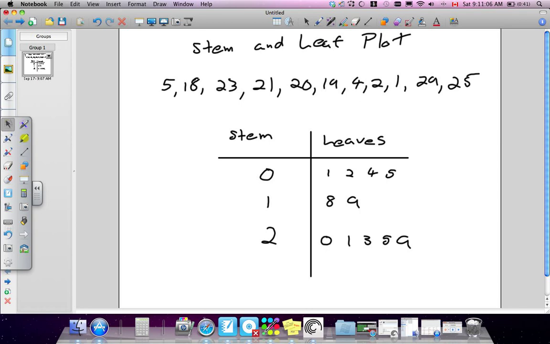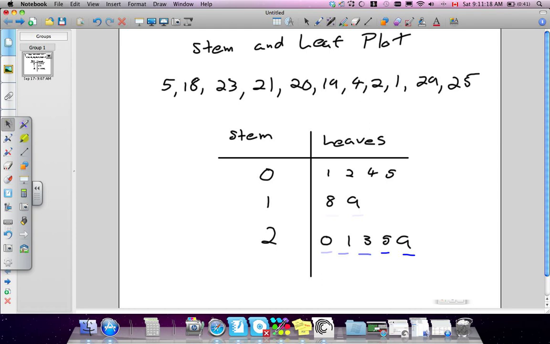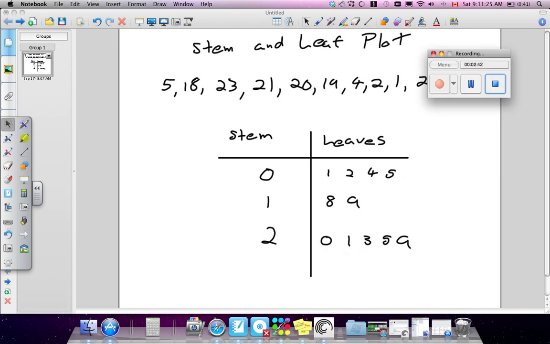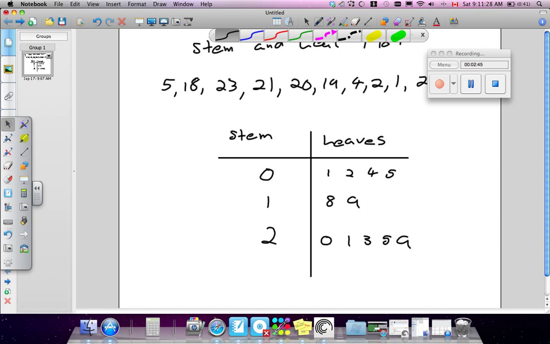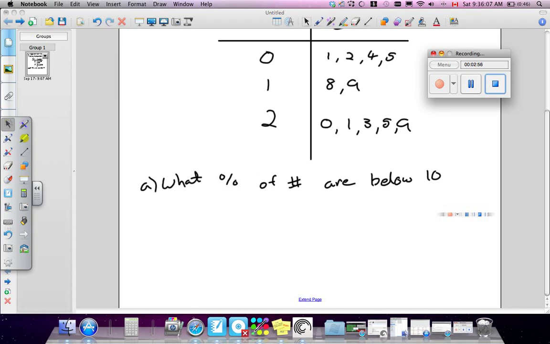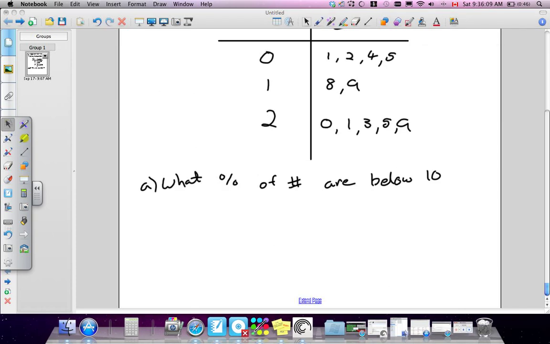Okay, so now let's say they ask us what percent of numbers are below 10. Well, first of all, we have to figure out how many numbers there were altogether. Do you guys remember how many there were? 11. So the total is 11. Total numbers is 11. How many of those numbers are below 10? 4. Yeah, 1, 2, 3, 4.